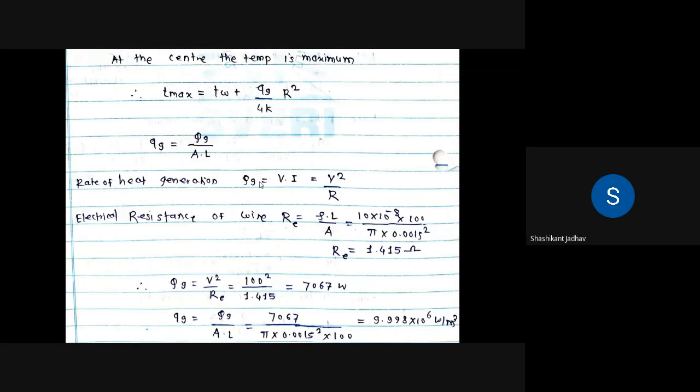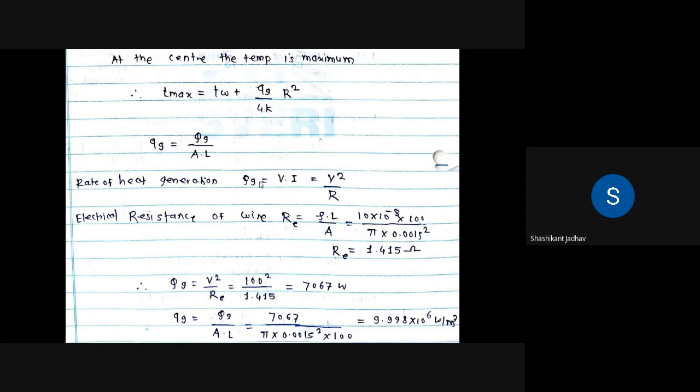Okay. So all of you write down, electric resistance of the wire, resistance is equal to rho into L divided by area. So rho is 10 into 10 raised to minus 8 into 100 divided by area, which is pi r square. So pi into 0.0015 bracket square. From that we get the value of resistance, 1.415 ohm. Okay. Now put this value into the above equation and find out the value of Qg. So Qg is equal to V square by R. V voltage is given 100 and resistance we have calculated, that is 1.415.